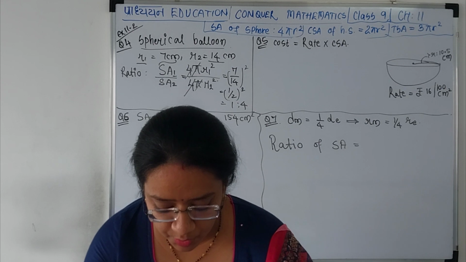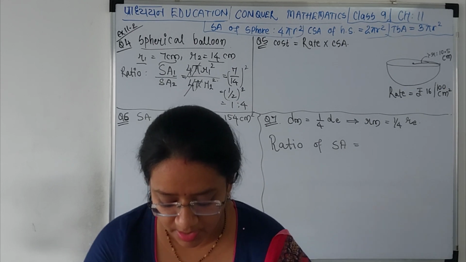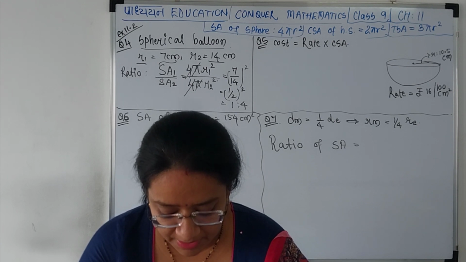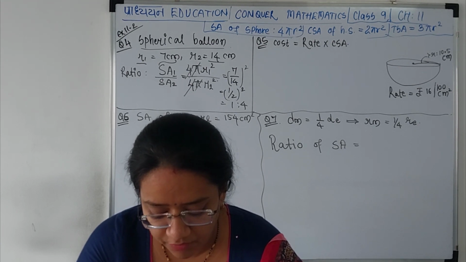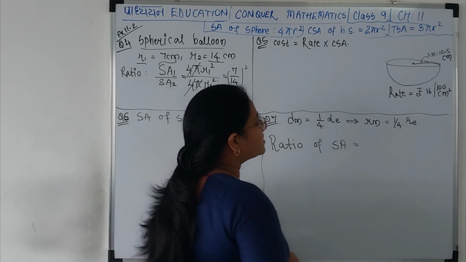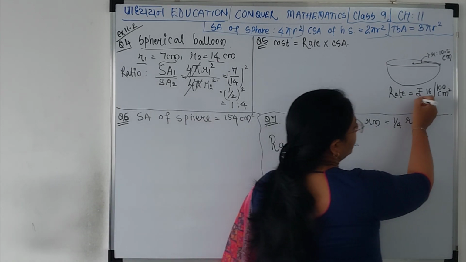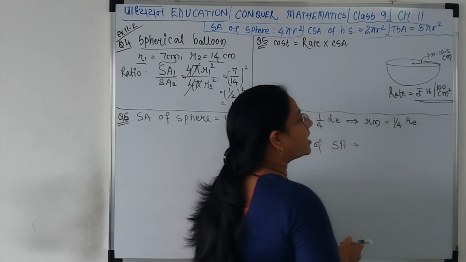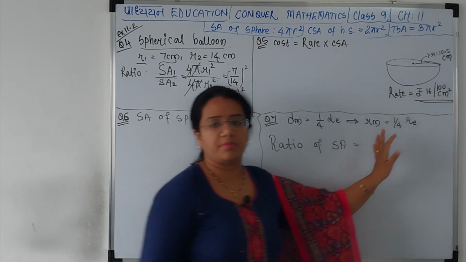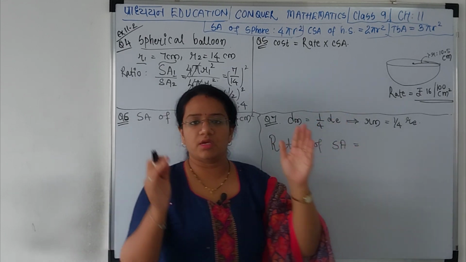A hemispherical bowl made of brass has inner diameter 10.5 centimeter. Find the cost of tinplating it on the inside at the rate of rupees 16 per 100 centimeter square. Like I have said earlier also, we will not convert the rate, whatever is given we will use as it is. So the rate is 16 by 100 centimeter square. There is a hemispherical bowl.